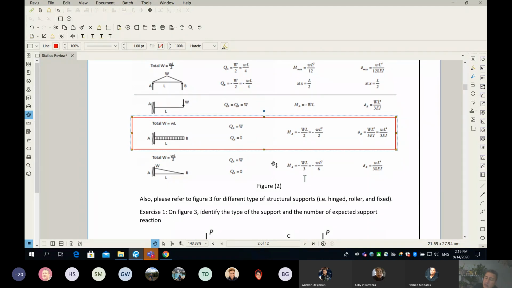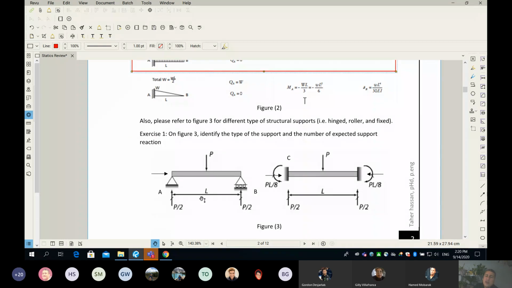Something else I want you to be careful about and understand is the type of support. The supports in structures are different. Not all of them are the same. Okay, so I'm going to give you a sketch here, and then I'm going to give you a kind of real live picture. So here in this sketch, you see 3 different types of support.